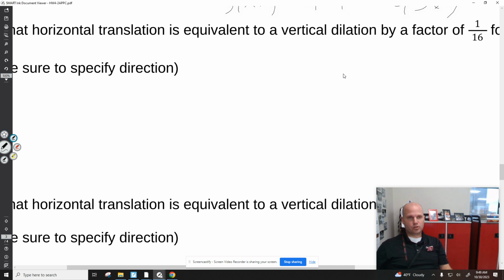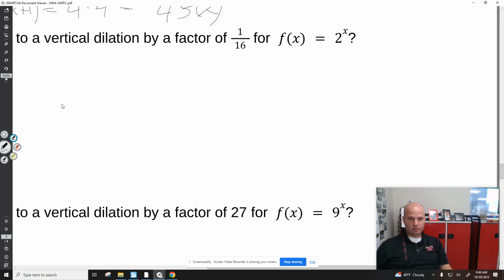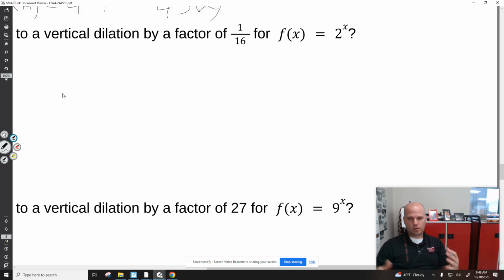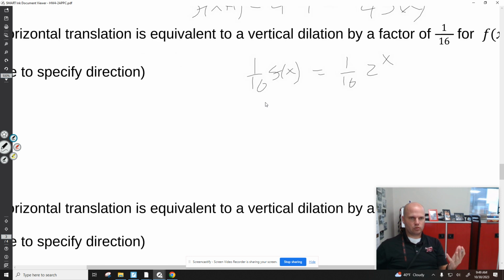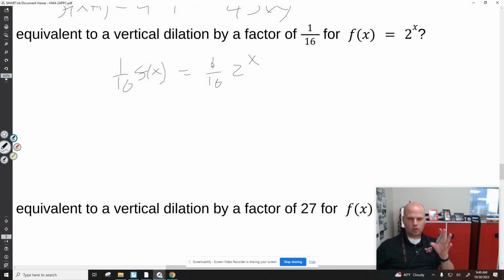Okay, what horizontal translation is equivalent to a vertical dilation of a factor of 1/16? Okay, so now we're going to go in the other direction. So the first thing I'm going to do is, vertical dilation of 1/16 is when I multiply my function by 1/16. So I get 1/16 times 2 to the x. But what I want to realize is that this is equivalent to some sort of horizontal translation. This is when I took values and made them a specific thing to a power. So I need to somehow make this 1/16 a 2 to a power.